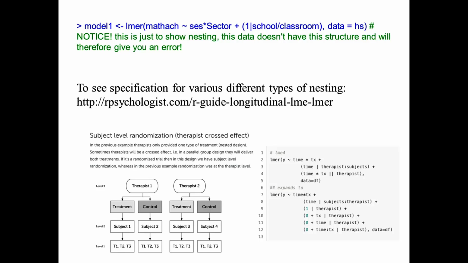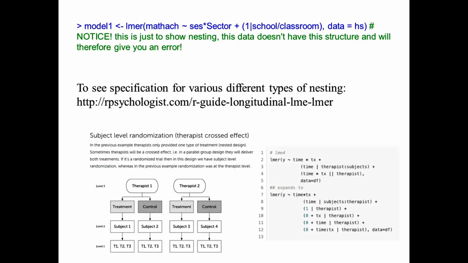And so you have your level 3, your top level is therapists, and the therapists are seeing several different subjects, and so that's going to be your level 2, and then the level 1 is actually longitudinal, so you have multiple time points. And so how you specify that, you have this over here. This is a shorthand notation. This is if you write it out entirely.